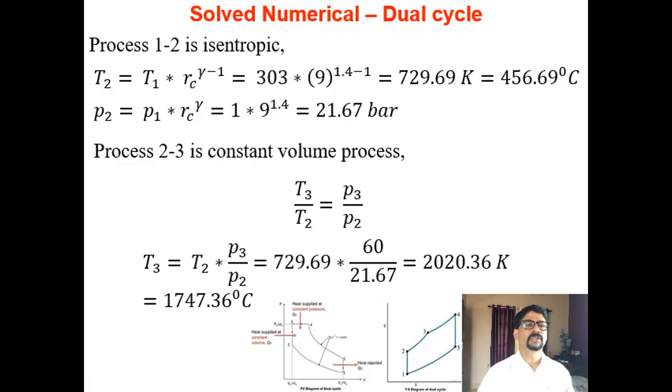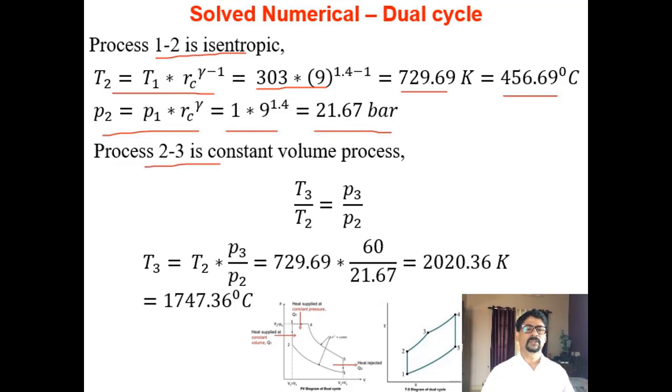So process 1 to 2 is isentropic. T2 is equal to T1 RC to the power gamma minus 1. You can see now I am directly writing the expression for T2 in terms of T1, RC and gamma. So substitute here, and you'll get 729.69 Kelvin or 456.69 degree Celsius. Similarly, P2 is equal to P1 RC to the power gamma. So 1 into 9 to the power 1.4, which gives 21.67 bar.